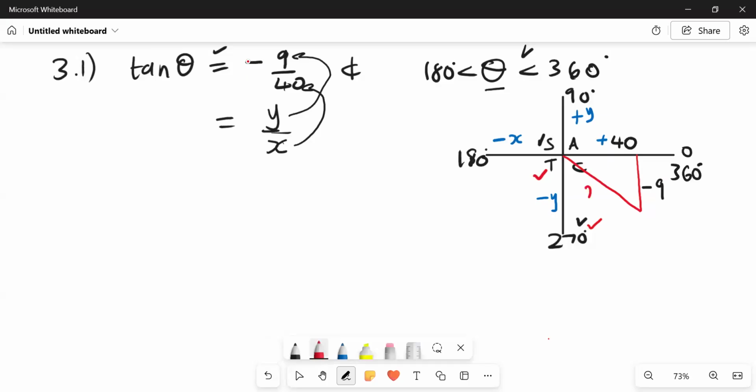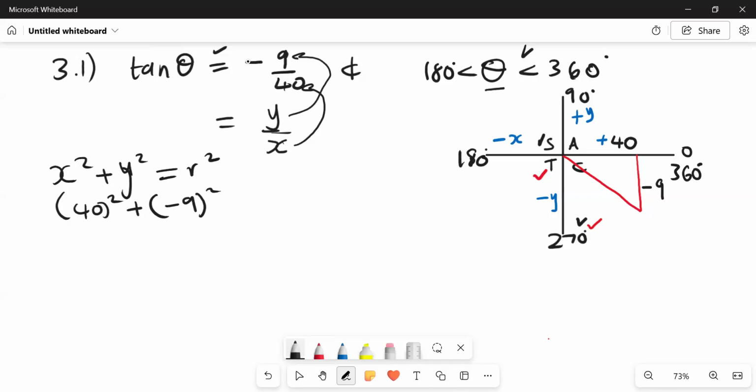But now we're only looking for r, so we have to use the Pythagoras theorem. You have x squared plus y squared equals r squared. Our x is 40, our y is minus 9, all squared, equals r squared. This gives us 1681 equals r squared.